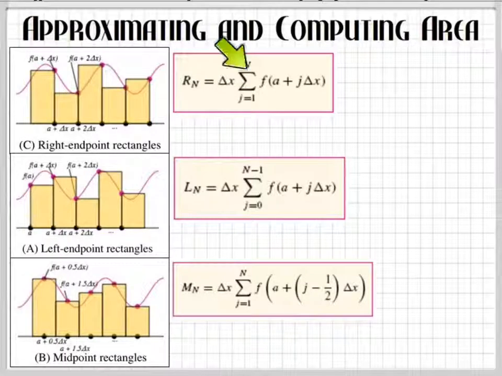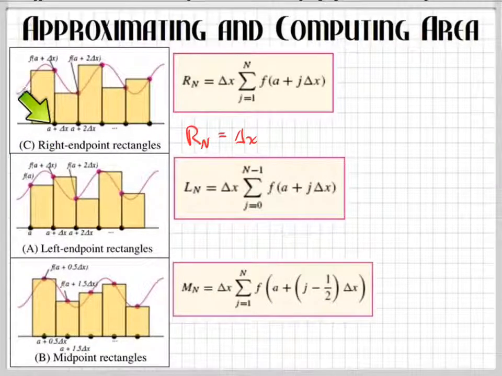We're going to be using sigma notation to help us when finding the limits as the number of these rectangles approaches infinity. So R sub N, I'll use a capital N just like the picture, would equal delta x, that's a change in x. Remember the change in x is the width of the rectangle. And then we're going to multiply this by the things that we're adding together.